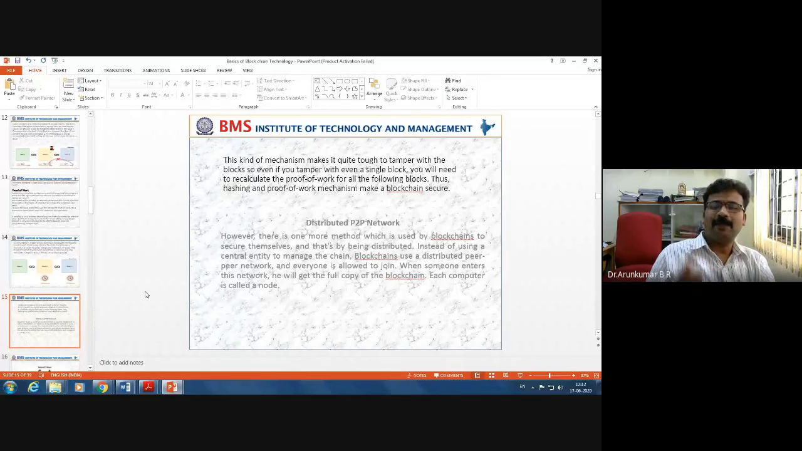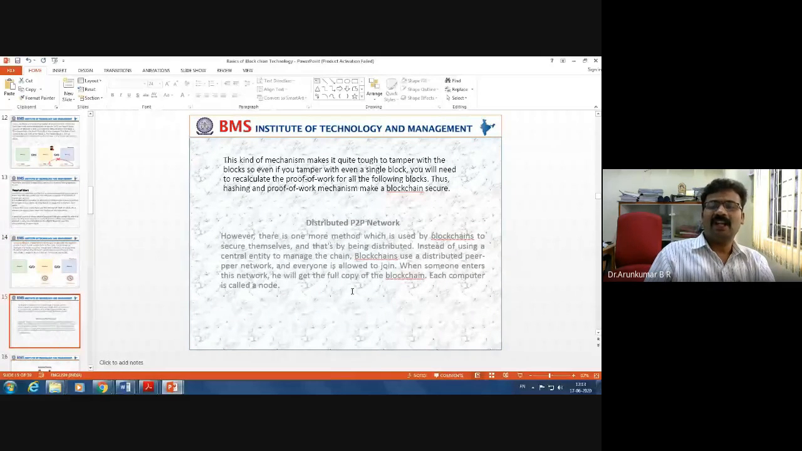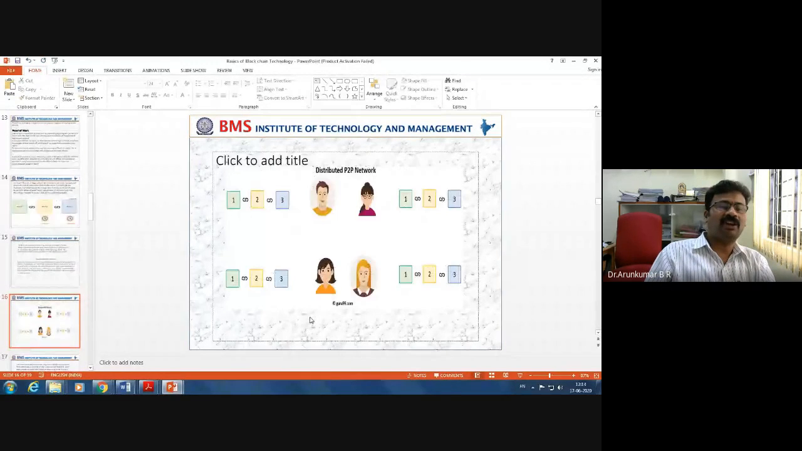Every node will get the copy of the blockchain. Please understand this. In the previous case, every block did not have the copy of the entire chain. It depends on the model. So in this model, it is not having the copy of the entire blockchain. Coming to the distributed model, every node will have a full copy of the blockchain. Please remember the difference: in a distributed peer-to-peer network blockchain, a node has the full copy of the blockchain, and each computer is called a node.